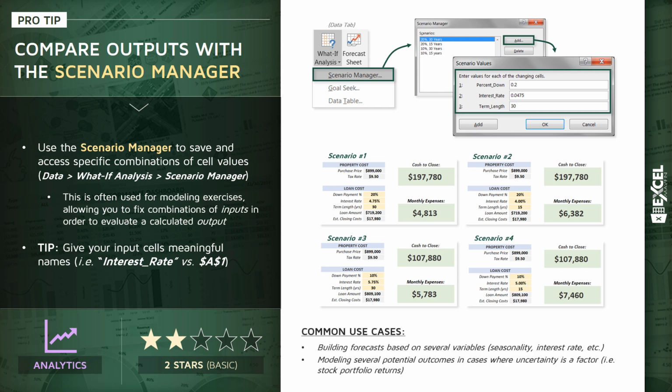Now, common use cases, this is often used for building forecasts that are based on several variables that may change, like seasonality, interest rate, etc., or modeling several potential outcomes in cases where uncertainty or risk is a factor. For instance, creating a scenario for low risk, medium risk, or high risk to predict your stock portfolio returns. So with that, let's jump into Excel and create some of these scenarios for ourselves.